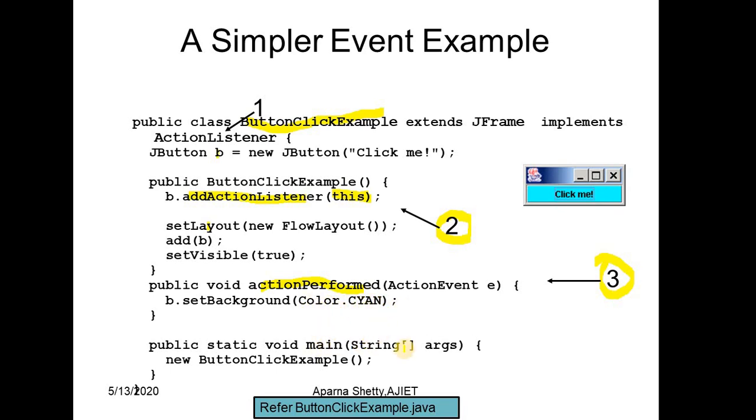In the main method, I'm creating an object of ButtonClickExample. Here I'm creating a new button, Click me, and the action performed on that button is that it will set the background color to cyan.